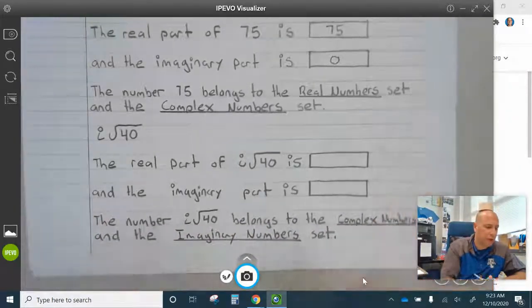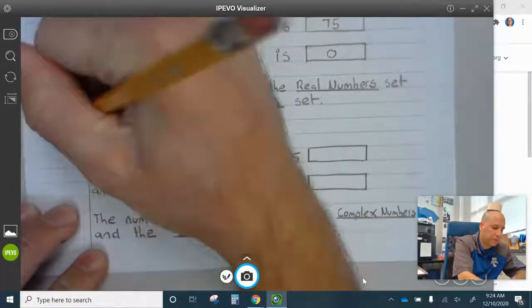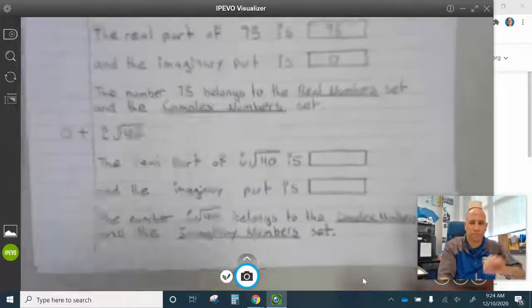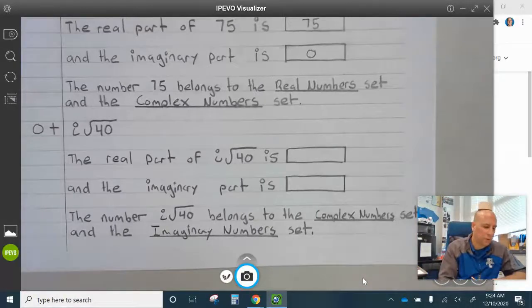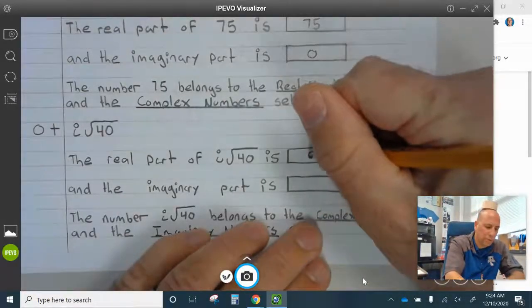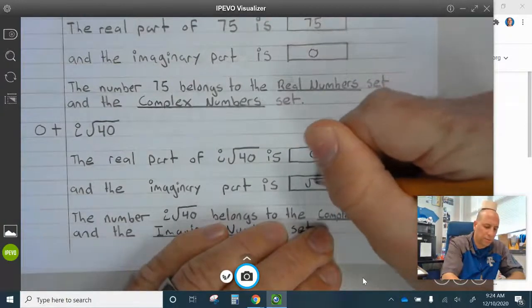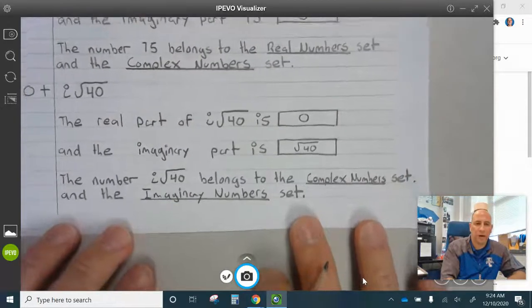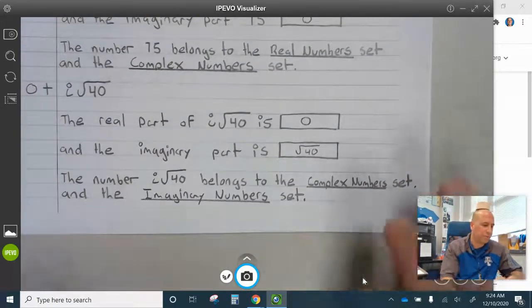Okay, now let's take a look at i times the square root of 40. Well, we can write that as 0 plus i times the square root of 40. Okay, so the real part of i times the square root of 40 is 0, and the imaginary part is the square root of 40. The number i times the square root of 40 belongs to the complex number set and the imaginary number set. All right.